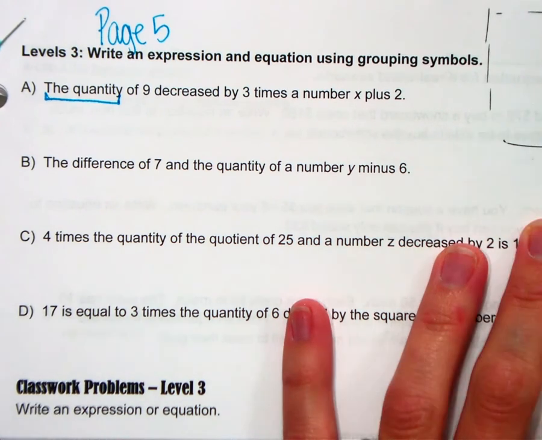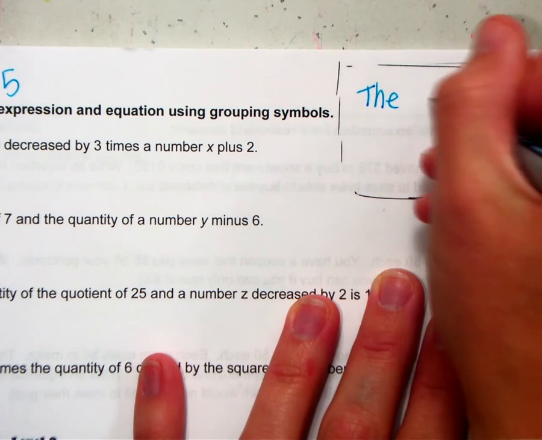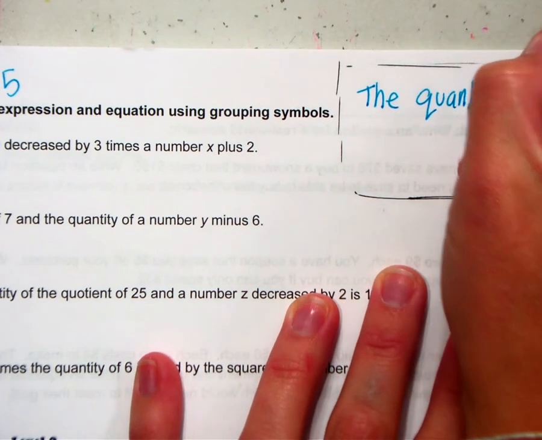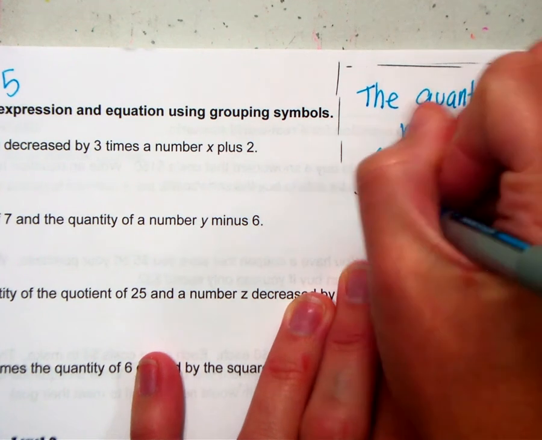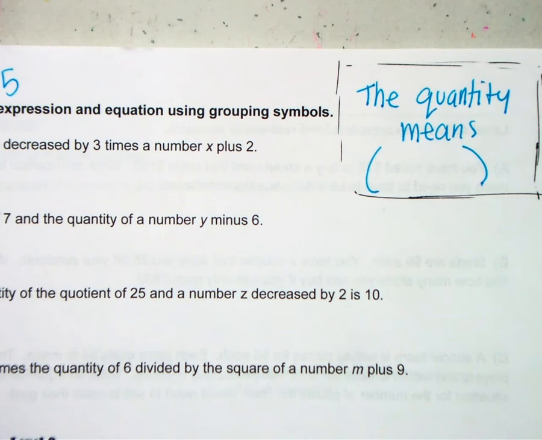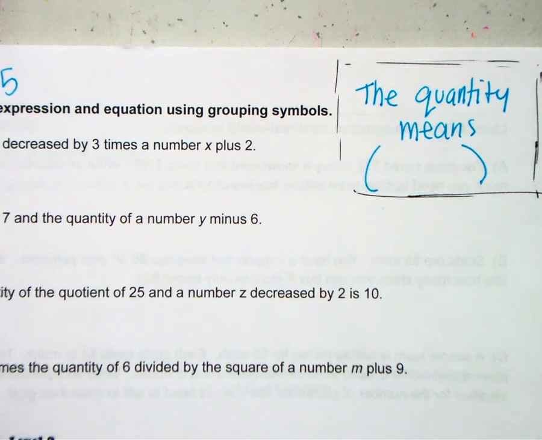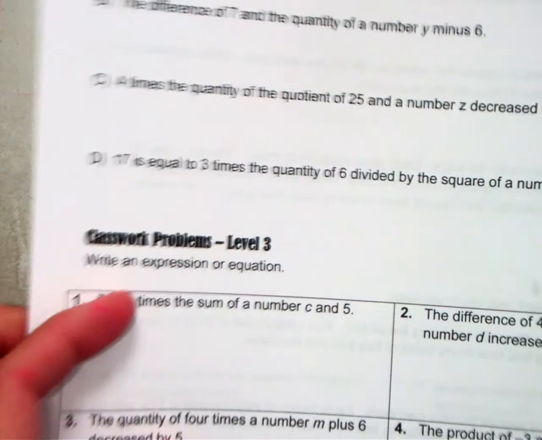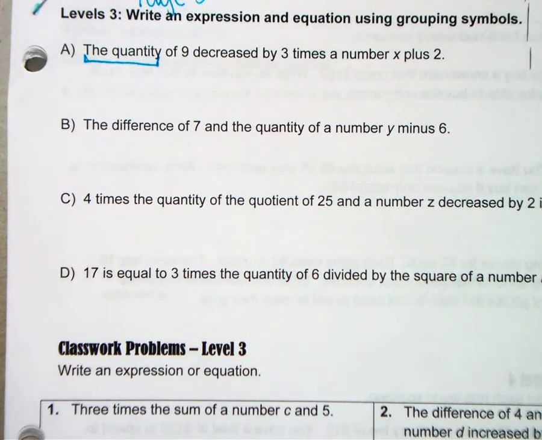I've got a little box I made for myself up in the corner here. I'm going to put the quantity means you're going to have parentheses. So the quantity is saying, hey, anything that comes next here goes together. Okay, so it's telling you to put parentheses to gather together what's coming next. Okay, so these coming problems are going to get meaty and they're going to get super long.